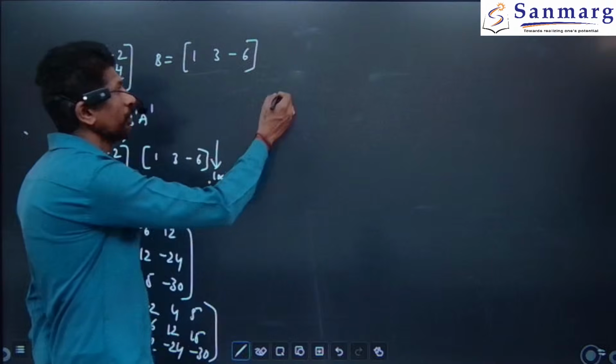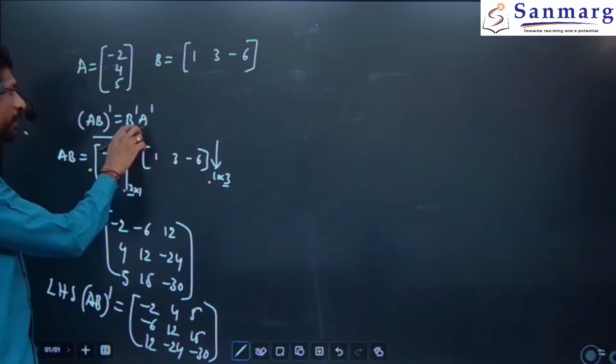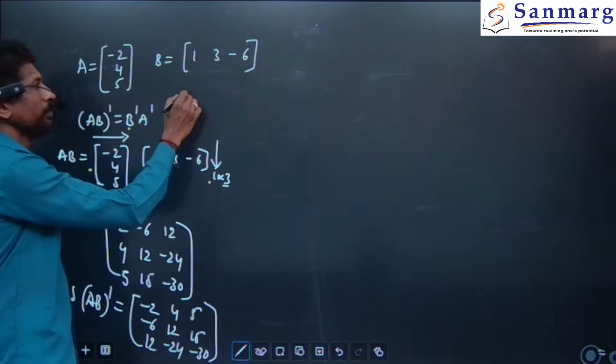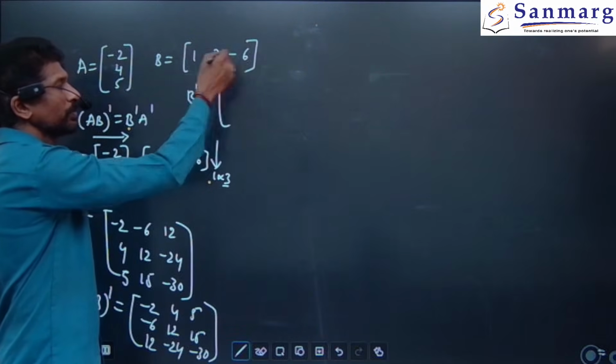Next, you have to find out the RHS part now. Before finding the RHS part, you have to find the B dash into A dash. B becomes B dash, means transpose of the B matrix is 1, 3, minus 6, first row is there.